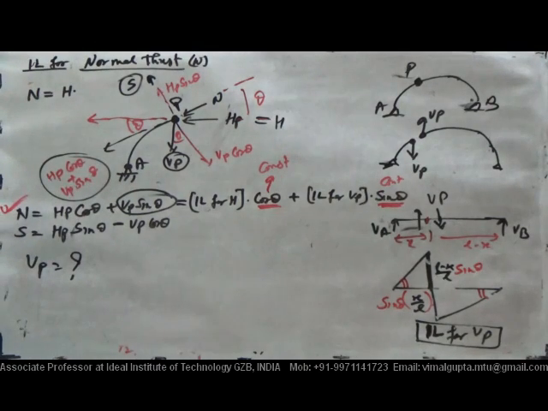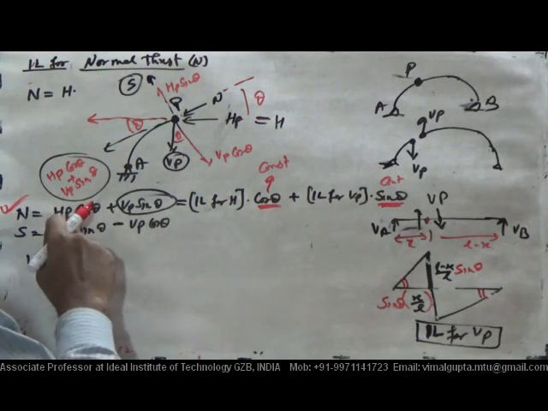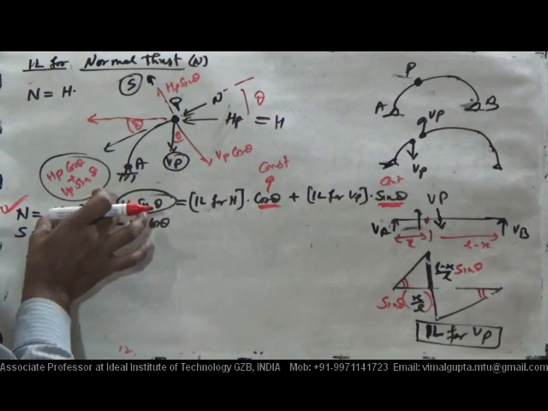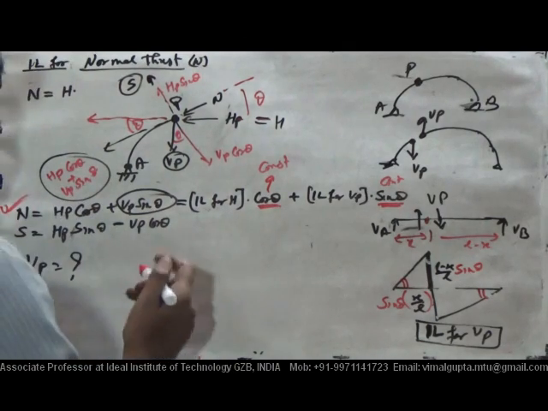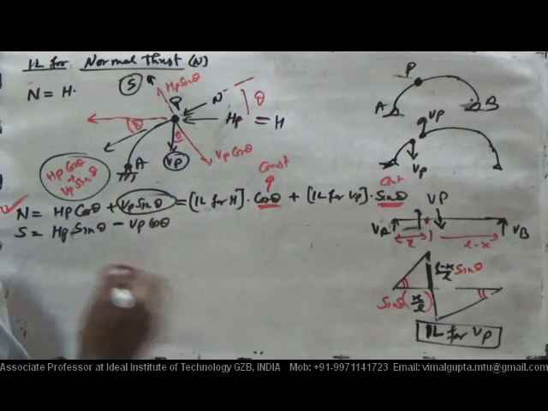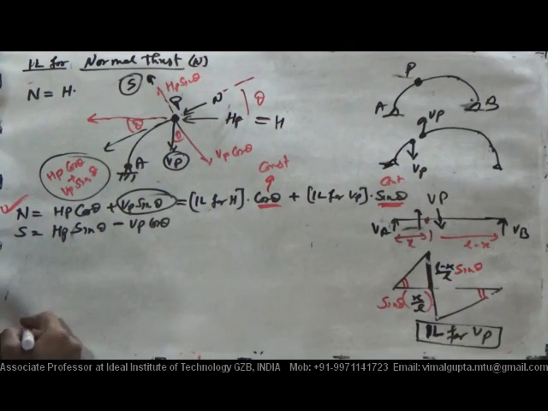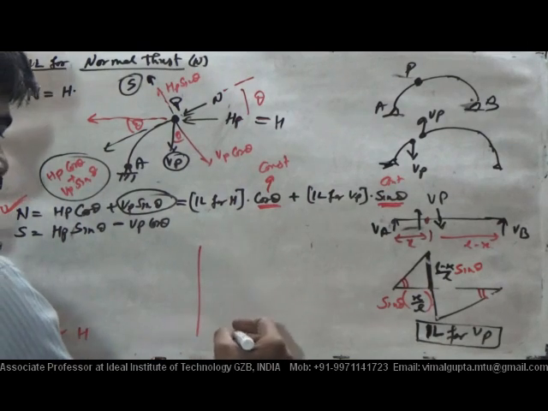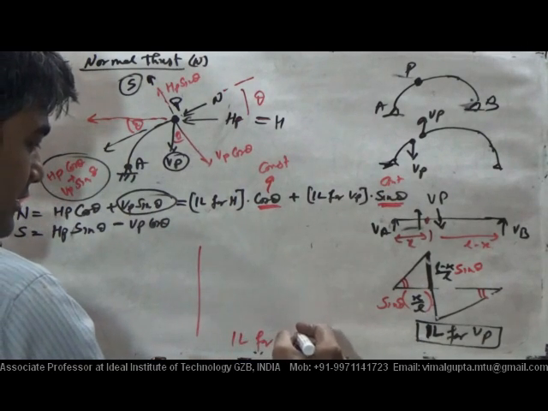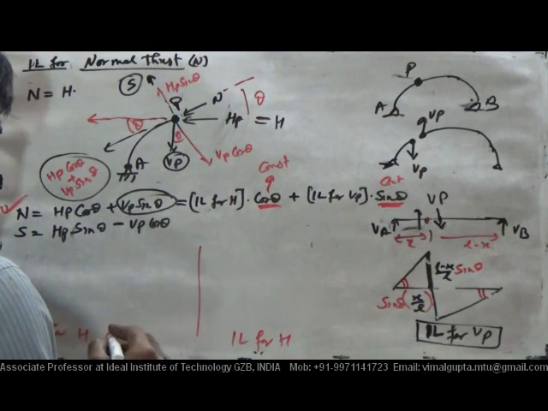That's it, everybody. And for HP, for a two-hinge arch, it is IL for H for a two-hinge arch, and IL for H for a three-hinge arch.